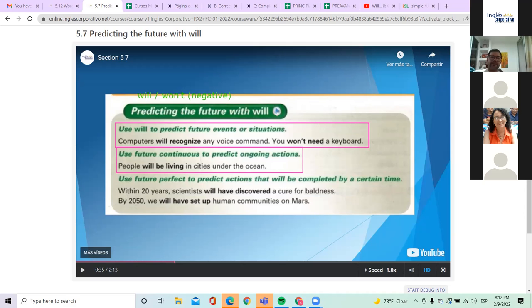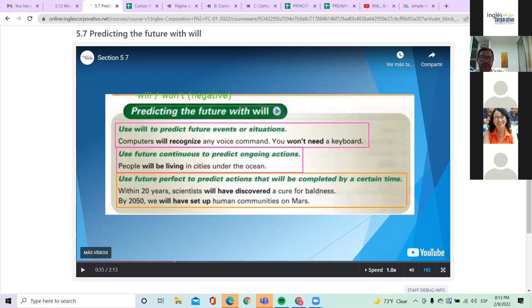And for that, we will use will, and we will use the verb with the ing form, as we do with the continuous tense, right? Any continuous tense, we will use ing. Okay.